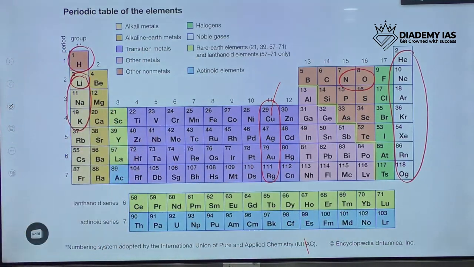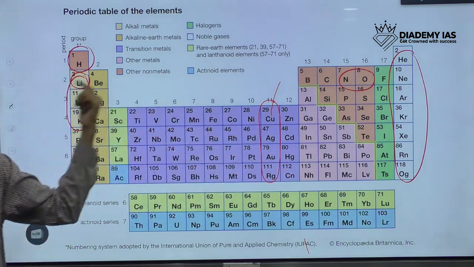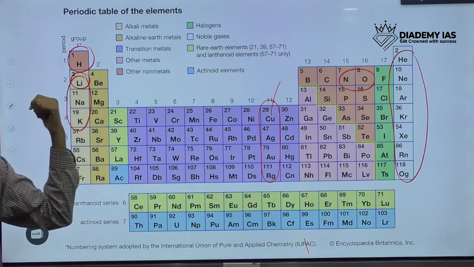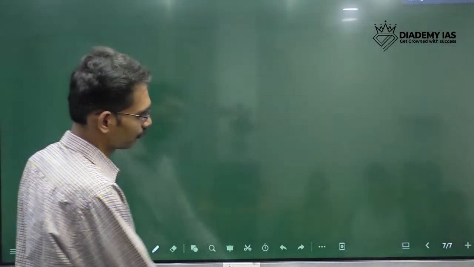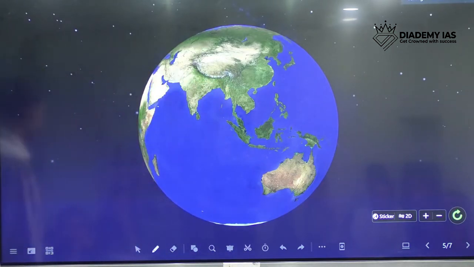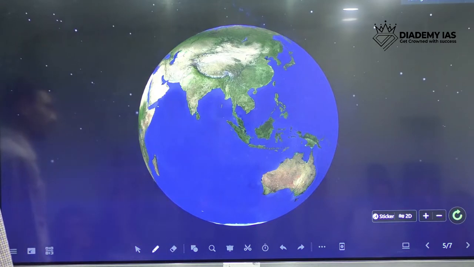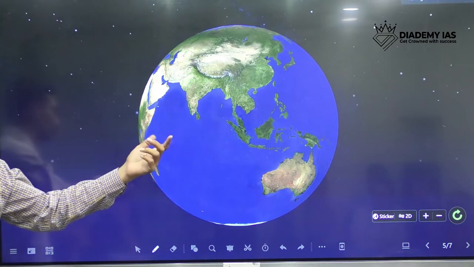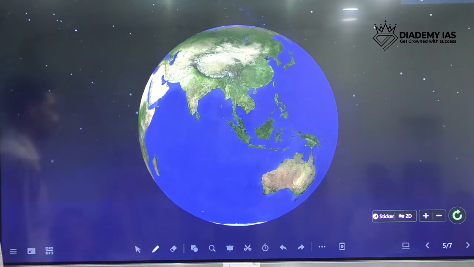We are talking about so many things, but every element is organized in this way. Some are gases, some are liquids, some are solids. All these elements are available on the earth's surface. Now, initially there was no such element. There was only hydrogen gas. From hydrogen, everything else was generated. Today also in the Milky Way galaxy, there is still that nebula. A nebula is a cloud of gas. The majority of it is hydrogen only.